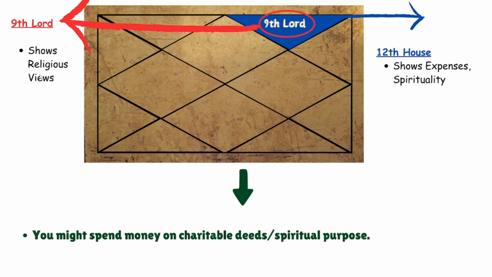Now, the ninth lord shows your religious views, and the 12th house is also the house of spirituality and expenses. So, your nature might be charitable. If this is a spiritual heavy placement in your chart, then you can be charitable, spending your expenses on charitable organizations, NGOs, for spiritual purposes, for let's say building a temple, in the construction of the temple. So, all the expenses related to charity can be seen from this placement.